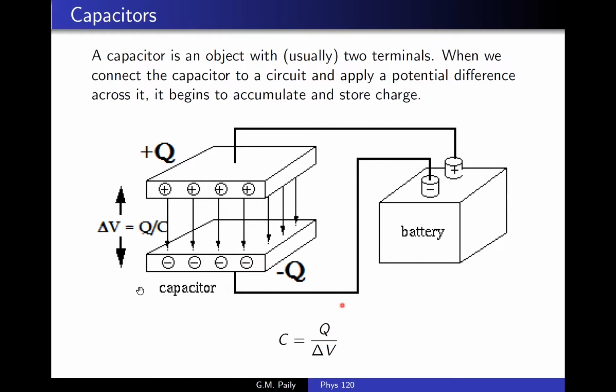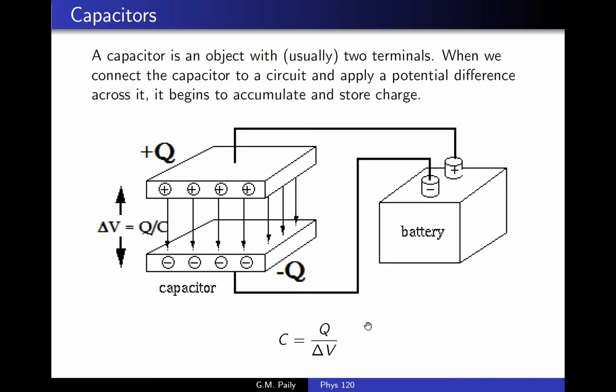Now, notice that the capacitor as a whole remains neutral because you have plus Q on one and minus Q on the other. But to define the capacitance, we just take the magnitude of one of those Qs and divide by the magnitude of the potential difference. And capacitance is always a positive number, and it is measured in units of farads, named after Faraday.